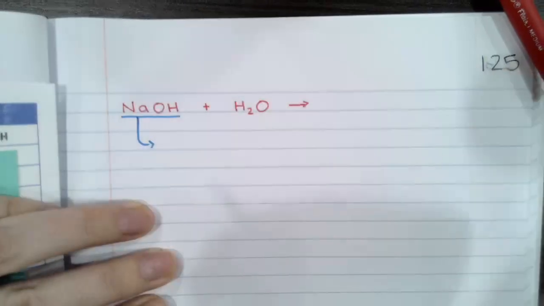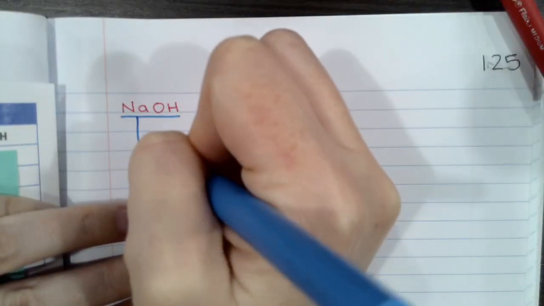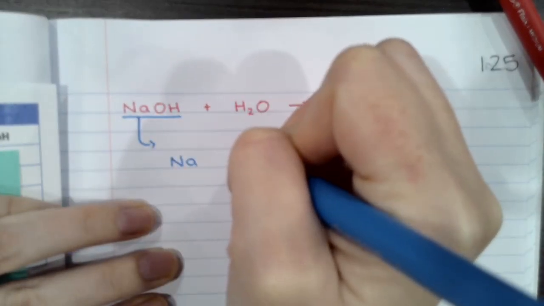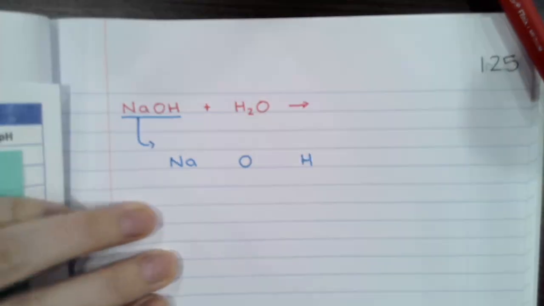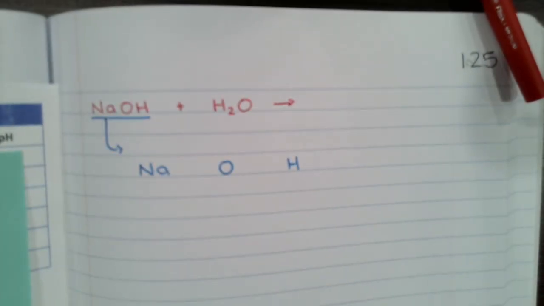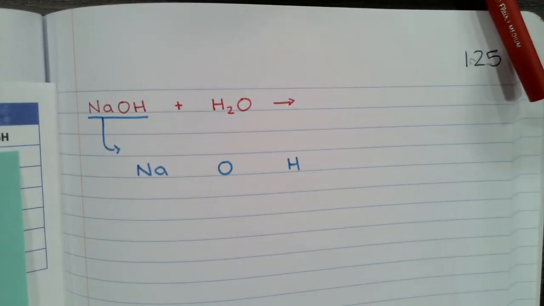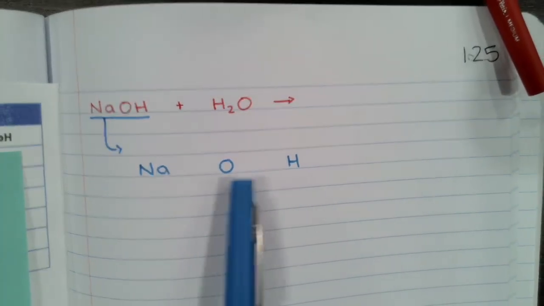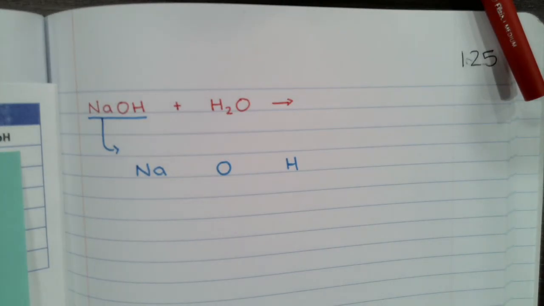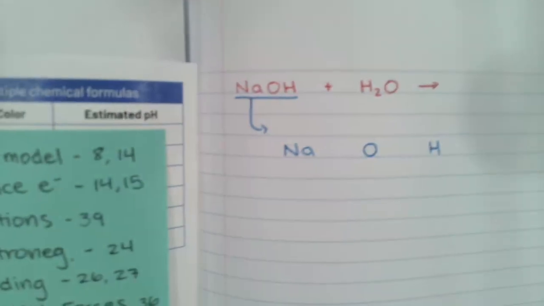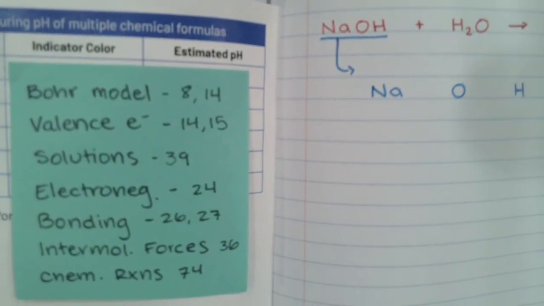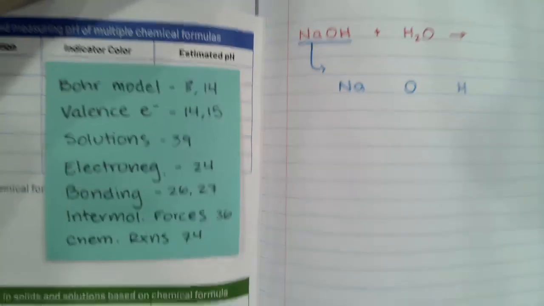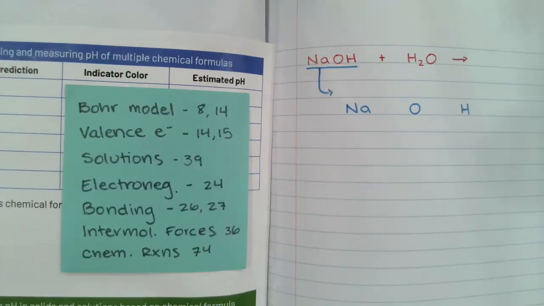So first, I've got sodium, I've got oxygen, and I've got hydrogen. First things first, I need to know what kind of bonds these are going to make so that I can figure out which of these bonds is going to break, so I can figure out if hydrogen or oxygen is going to be on its own. How do I figure out what kind of bonds these are going to make? Just a gentle hint over here as I bring this back to the screen. Okay, we could look at bonding.